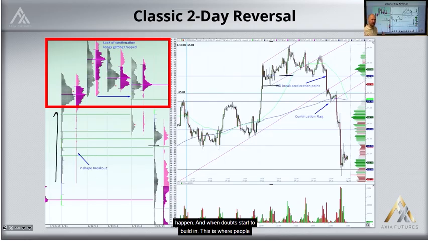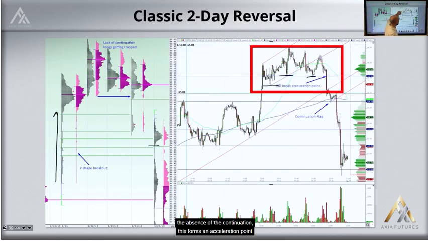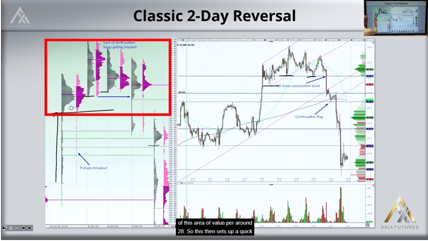And when doubts start to build in, this is where people then start to move their stops up. People become a little bit more cautious, and they then start looking at this low as a point where if we go back below there, now comes the time that people need to exit the trade. And so what this is forming, with the absence of the continuation, is an acceleration point, and you get 2. You get the acceleration point formed from these couple of days here, and then you also get the acceleration point formed from those single prints in the bottom of this area of value at around 28.